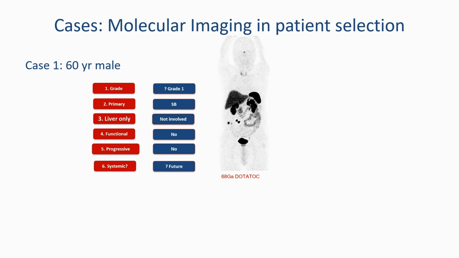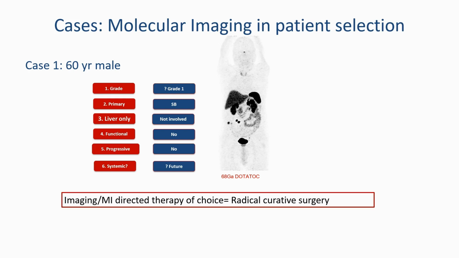In this particular case, because of the slow and early presentation, we think this disease is grade 1, which was eventually proven on the histology. This is a distal small bowel tumor. The liver at this particular stage is not involved in this scan. The patient was not functional, and the disease appears to have been indolent and slow growing. There are future assessments that are required to see whether the patient needs systemic therapy. But for now, based on the current imaging, this patient was treated with radical curative surgery, and as it currently stands, he is still disease-free.